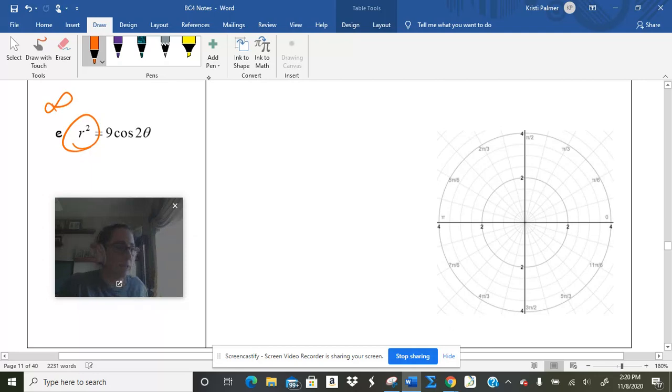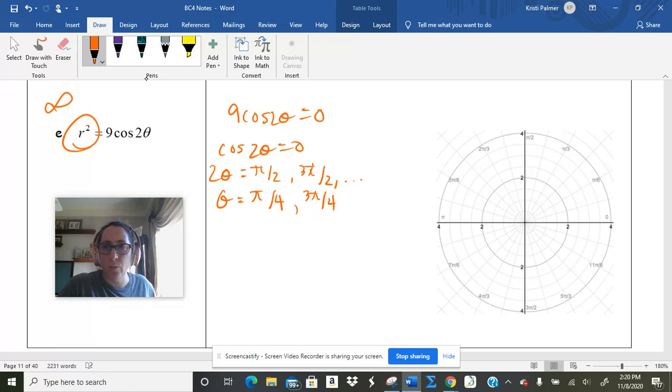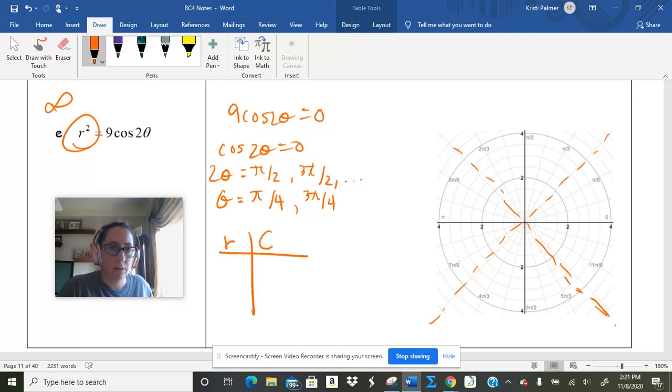Ooh, I see an R squared. I know I'm going to get an infinity of some sort. So let's set this equal to 0. So cosine of 0 at pi over 2, 3 pi over 2. Keep going. Let's see if we need that. So that's pi over 4, 3 pi over 4, so pi over 4, 3 pi over 4, and then we'd be at 5 pi over 4, which is already the same thing. Okay, so that's good. So now I'm going to make this r theta.